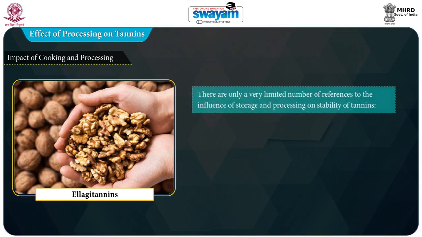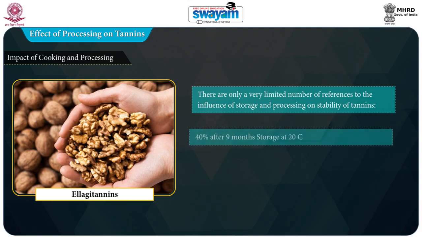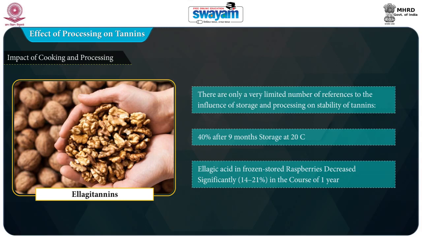There are only a very limited number of references available which talk about the influence of storage and processing on the stability of the tannins. It has been reported that ellagitannins were reduced up to 40% after 9 months of storage at 20 degrees centigrade, and the amount of ellagic acid in the frozen raspberry decreased significantly, by 14 to 21%, in the course of 1 year.